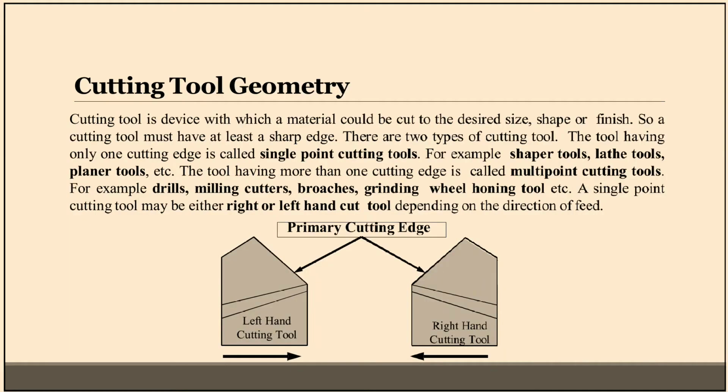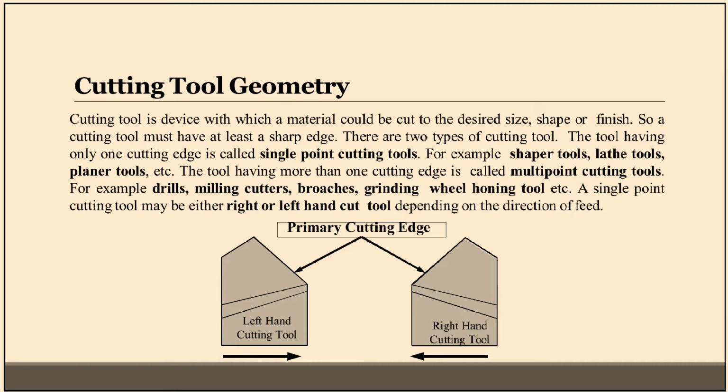Cutting tool geometry. A cutting tool is a device with which a material could be cut to the desired size, shape or finish. So, a cutting tool must have at least a sharp edge. There are two types of cutting tool. The tool having only one cutting edge is called a single point cutting tool.